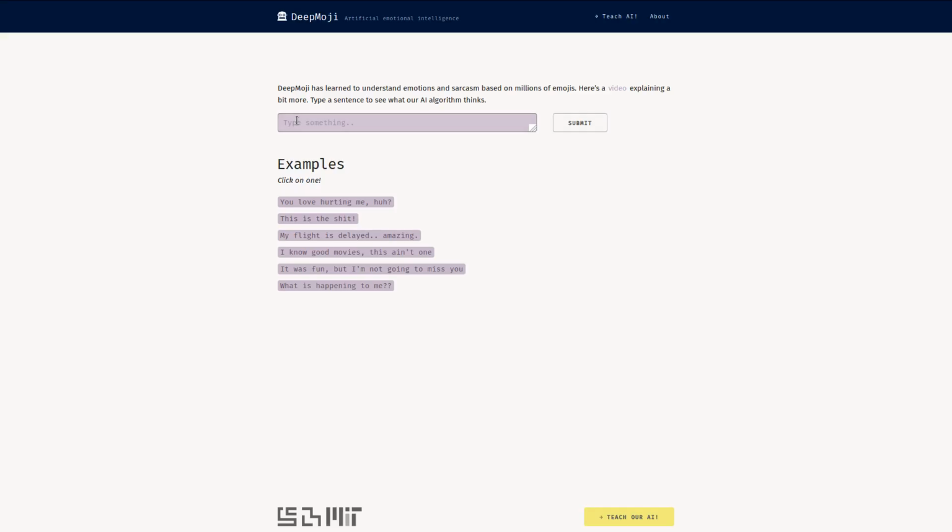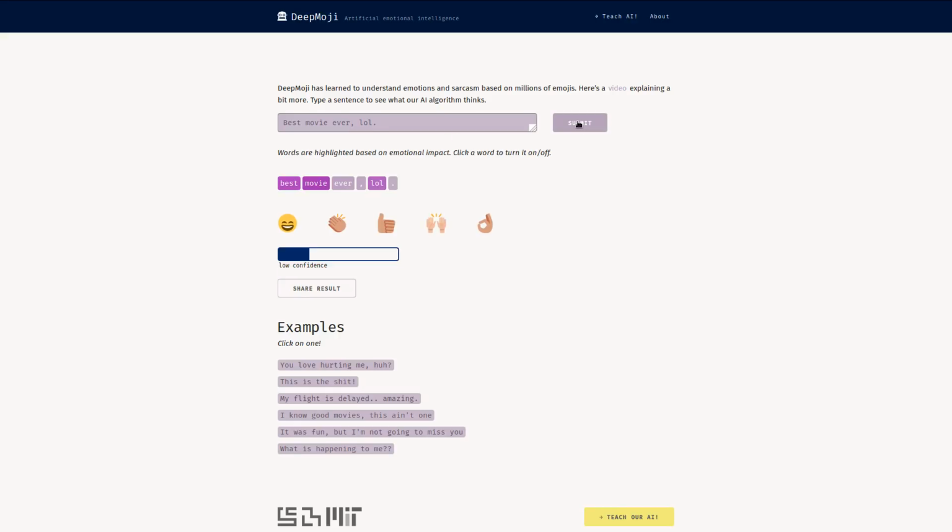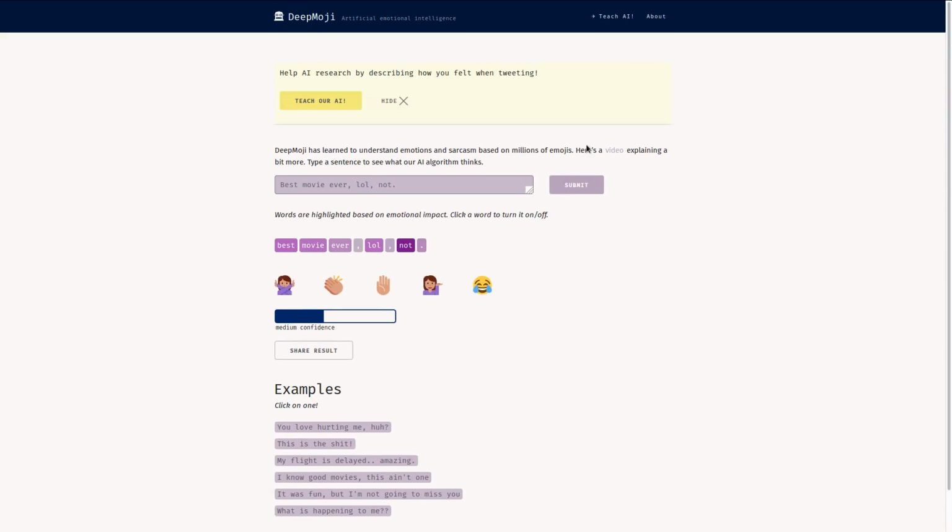So let's try our example sentence. Best movie ever. And what you can see here is that it's actually associating this with a lot of positive sentiment, even though it might have been sarcastic. So let's try to make this even worse by saying, not. And as you can see, it already changes the emojis associated to this to one that you might associate with sarcasm. It increases somewhat the confidence of it being sarcastic, but it definitely doesn't solve our problem.